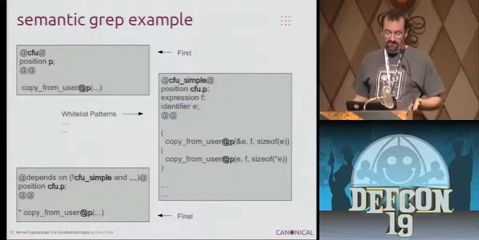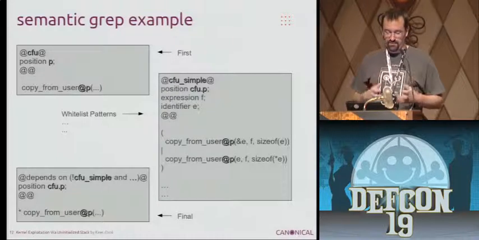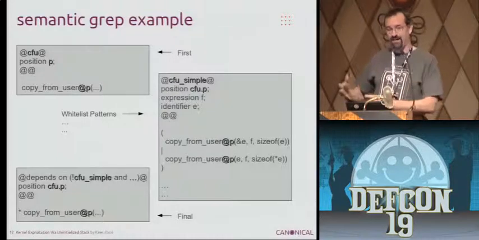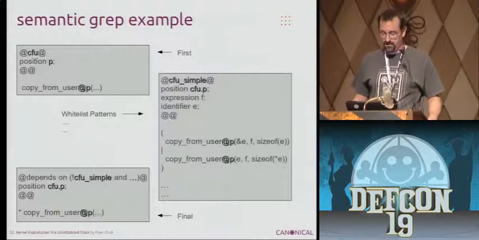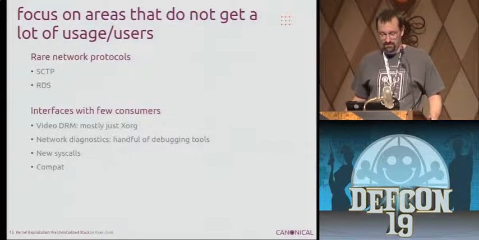And then the final chunk of the semantic grep is just: if you have a copy_from_user and it is not at the same position as any of the whitelists, then you have something that actually needs analysis. And that let me look at a bunch of different things.